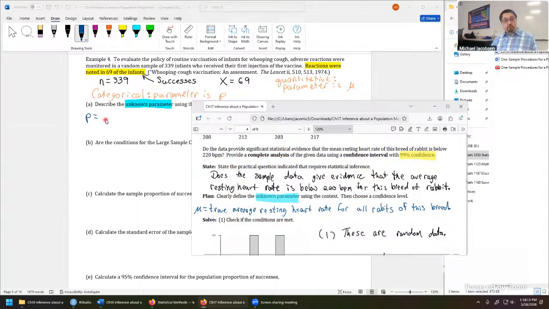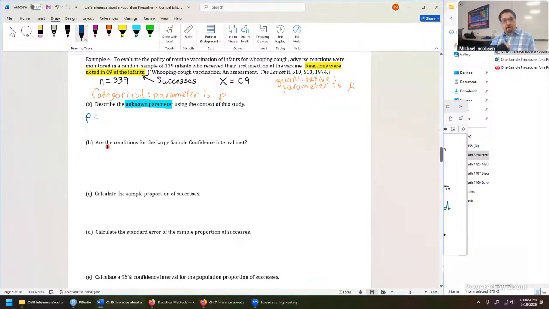So we want to say true proportion. We must say those words. Or you could say percentage. That's just the unit change. You could say true proportion, population's proportion, but you have to say proportion somewhere. You could just even say more briefly, proportion, and then go from there. It's the proportion of the population. This was 339 infants, but we're talking about all infants. So let's begin by saying P equals proportion of all infants.